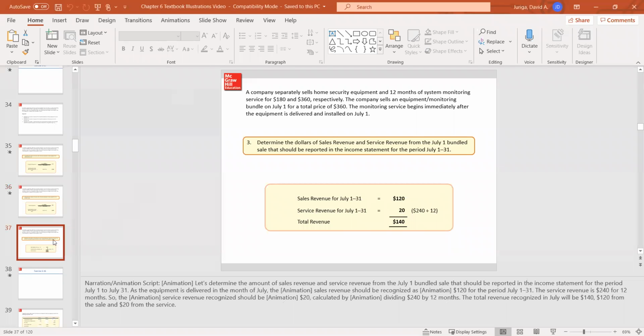All right, and then one more. So now we look at determining the dollars of sales revenue from the July 1st bundle that should be reported on the income statement. So for the sales revenue, we know it's going to be 120 that we just calculated. And for the service revenue, because they got the equipment, it's over 12 months. So it's that 240 allocated price divided by 12. They get 20, which is how much is technically reported for July. Add that to the equipment because they got the equipment now.